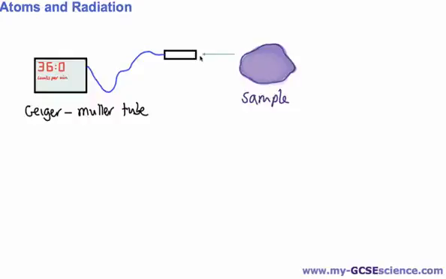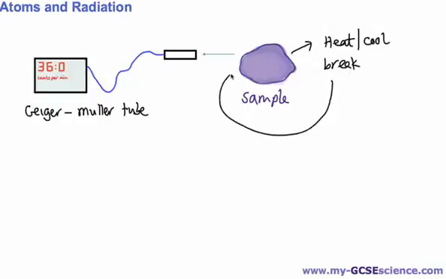So here's our sample giving off radioactivity. It's important to remember that it will give out radiation no matter what you do to it. So if you heat it or cool it or break it or smash it or powder it, whatever you do, it's still going to give out this radioactivity. So that's how we measure it, and a couple of important points about the nature of the substance.